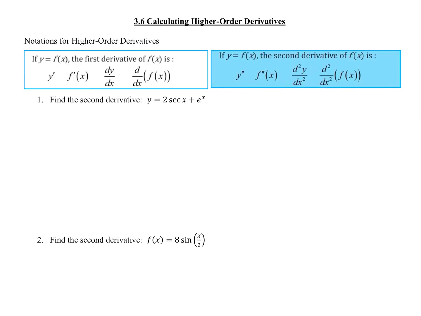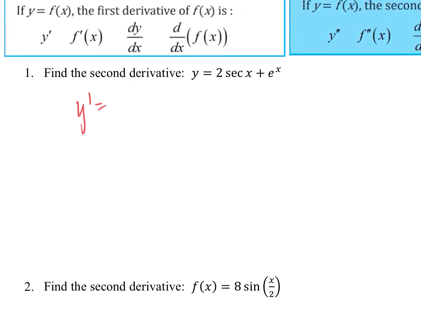So again, you might be like, oh my gosh, it's another rule. No, thankfully, we're just doing the same thing twice. So yeah, I feel you. It says find the second derivative of this function. So the first thing we're going to do is find the first derivative. What would y prime be of 2 secant of x? Let's just do one thing at a time.